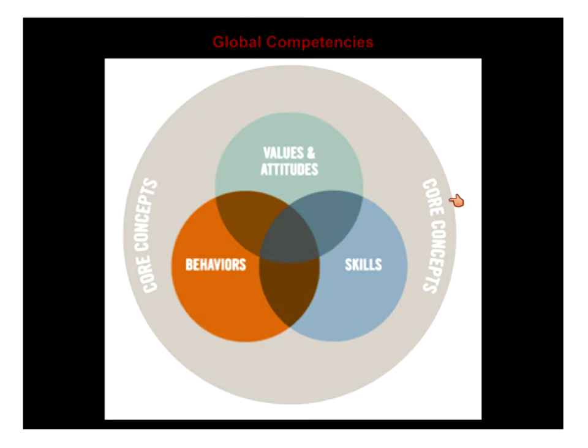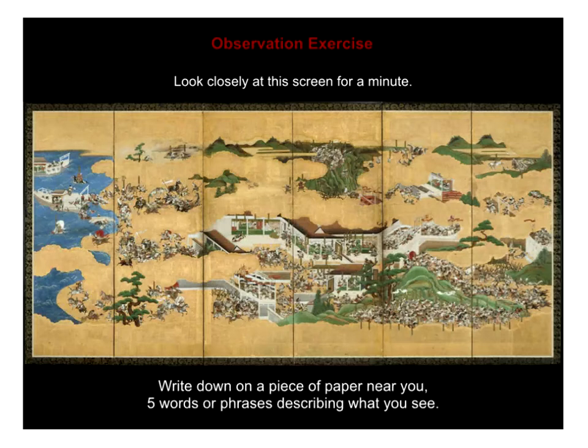And the details, I'm not going to go into this right now, but there is a more fleshed out explanation of this matrix, like what are the core concepts, what are those values and attitudes, what are those behaviors and skills that are in the supplementary packet to this webinar. But just to say one thing about it, global competencies is a way of understanding, and it's a way of being in the world. All right, I'm going to pass it over to Karen now, who's going to lead us through our first activity.